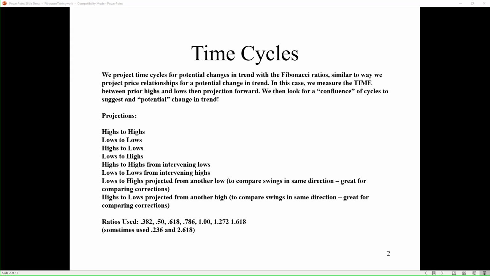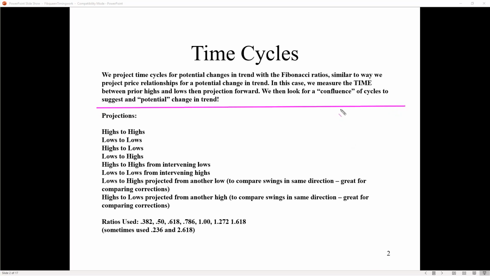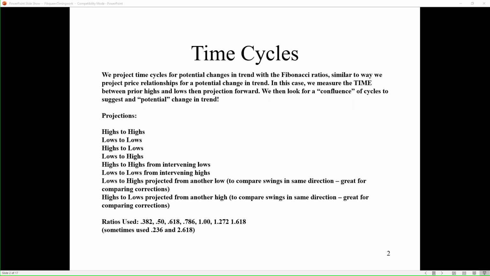We basically project time cycles for potential changes in trend using the same Fibonacci ratios that I use to do the price analysis. Similar to the way that I project price relationships for a potential change in trend, I'm measuring the time between prior key highs and lows and then projecting forward in time, looking for a confluence, most often, of cycles to suggest a potential change in trend. We're actually in a time window now, so that'll be a good one to look at, but we also want to look at some recent examples, which I'll switch over to the presentation that I did at the Expo in New York.